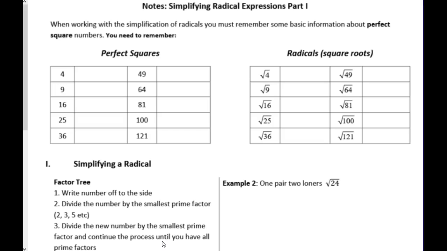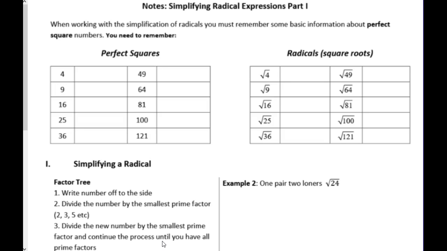So, all right, let's talk about perfect squares. Y'all know what a square is? I'm not talking about a shape, I'm talking about a number, okay? So squares can be numbers as well as shapes. Like it says at the top, when working with the simplification of radicals, you must remember some basic info about perfect square numbers. You need to remember, and then here we go.